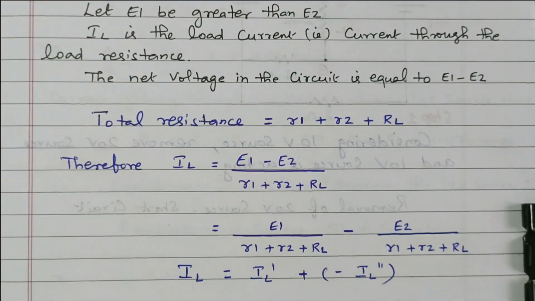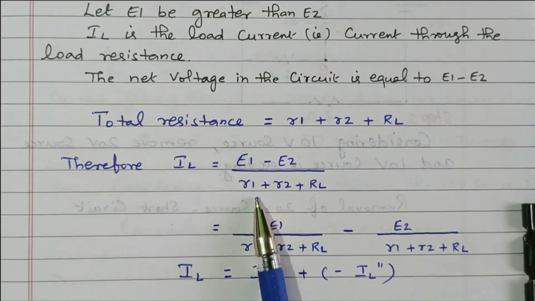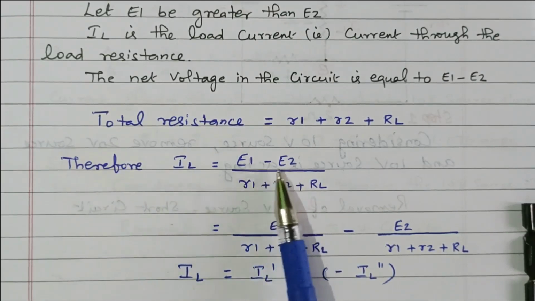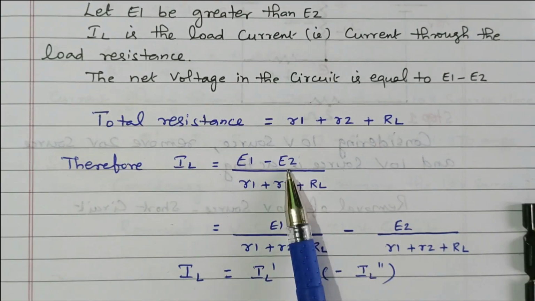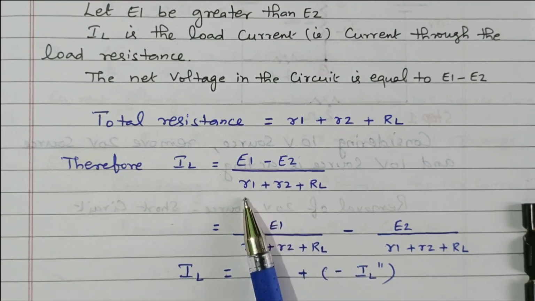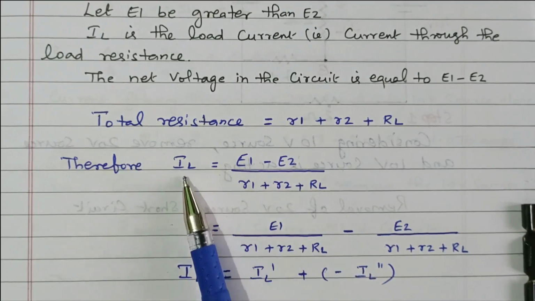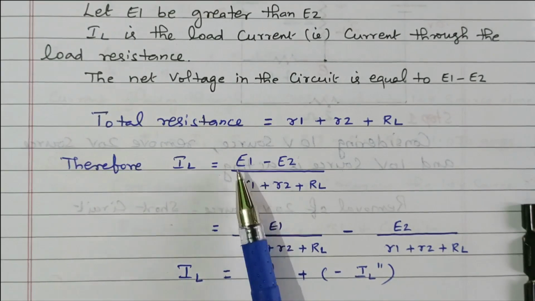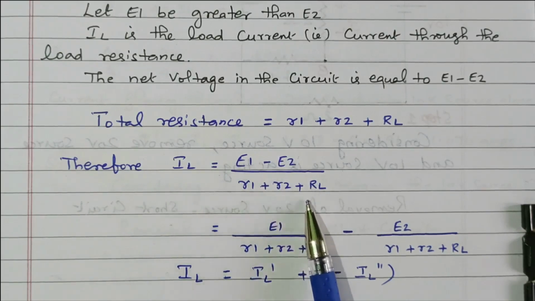Load current IL? The load current IL is nothing but I equal to V by R. V is E1 minus E2. We consider E1 is greater, E2 is lesser. So E1 minus E2 divided by resistance. Resistance is R1 plus R2 plus RL. So the normal Ohm's law: I equal to V by R, V is E1 minus E2, R is R1 plus R2 plus RL.